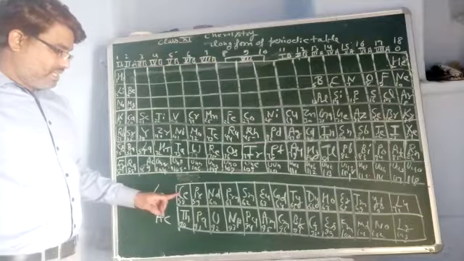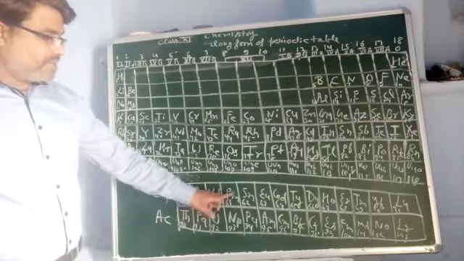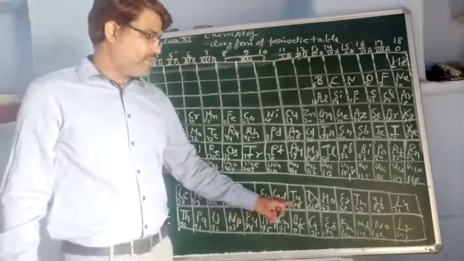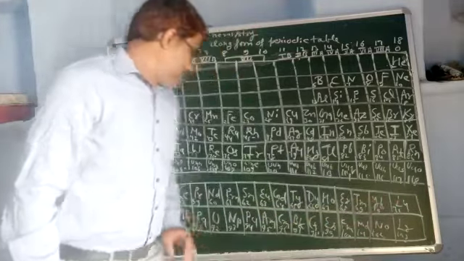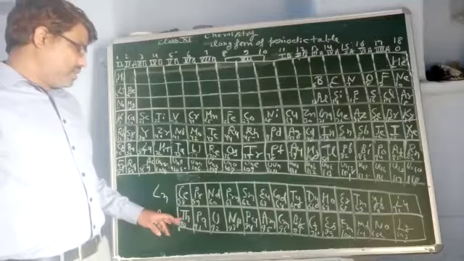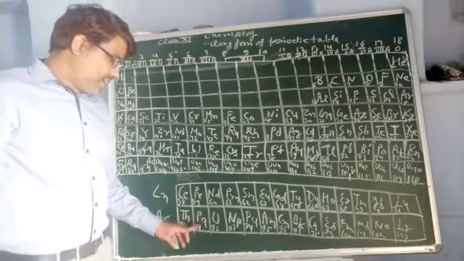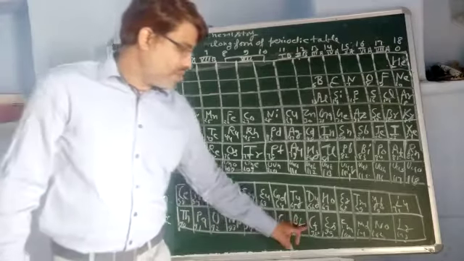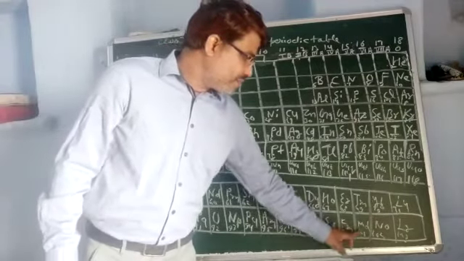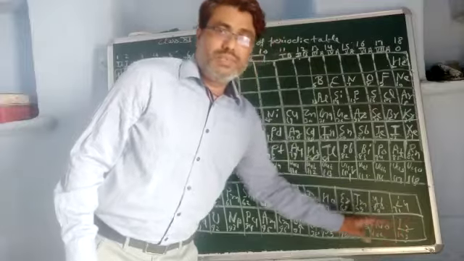In the lanthanides we have cerium, praseodymium, neodymium, promethium, samarium, europium, gadolinium, terbium, dysprosium, holmium, erbium, thulium, ytterbium and lutetium. And in the actinides we have thorium, protactinium, uranium, neptunium, plutonium, americium, curium, berkelium, californium, einsteinium, fermium, mendelevium, nobelium and lawrencium. These are the elements.